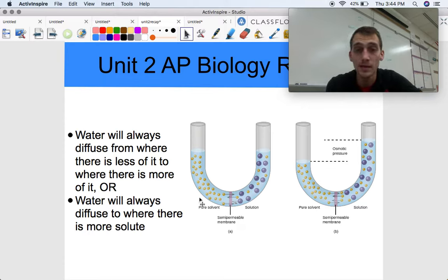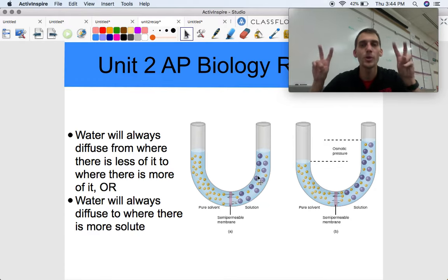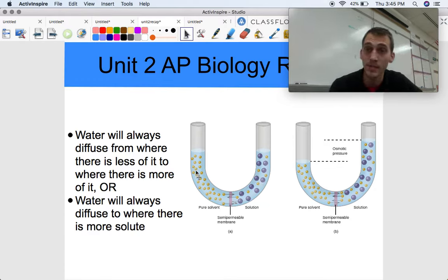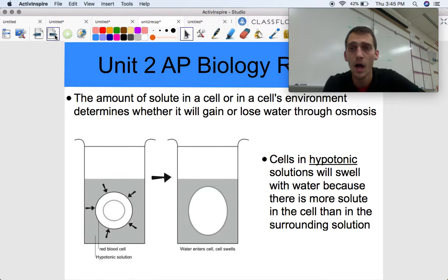If you let this sit for long enough, water is going to go to the other side. The solute can't get through. The solute is going to stay over here, so water is going to go join it. That's what osmosis is all about. There's less concentration of water on this side than on this side, so water is going to go from where there's more of it to where there's less of it. And where there's less of it tends to be where there's more solute. That's a huge important thing for osmosis.